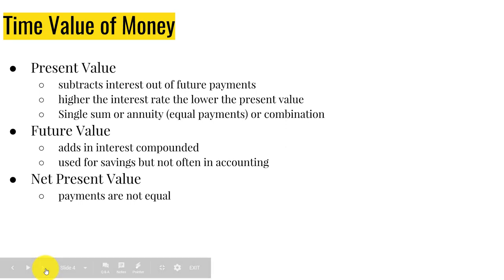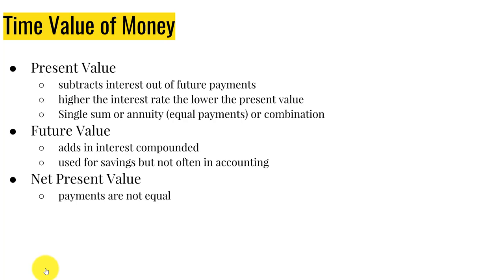So how does present value work? It's essentially a mathematical formula used to subtract out interest from future payments to make them worth today, to show what they're worth today after the interest is taken out. So that means the higher the interest rate, the lower the present value. If I ask you, $1,000 five years from now, what is it worth today? Well, it will depend on the interest rate. If it were 10%, it would be worth less today than if the interest rate were 5%.